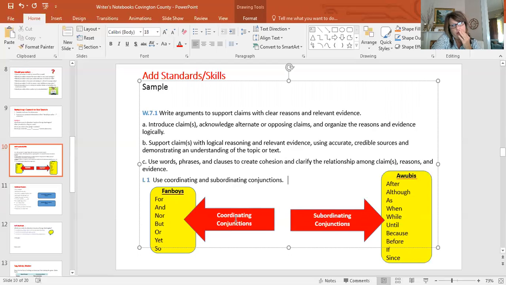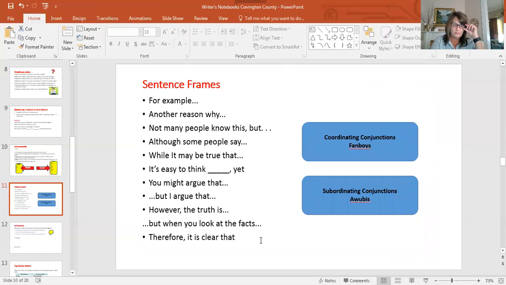So, when I was a classroom teacher, we always called the coordinating conjunctions the FANBOYS: for, and, nor, but, or, yet, so. And then subordinating conjunctions are the AWUBIS, and here are some words for subordinating conjunctions. It's not an exhaustive list, of course, there are many more. So I want to fold in sentence frames. Sentence frames, you can carefully choose which ones you offer to students based on skills you're teaching.